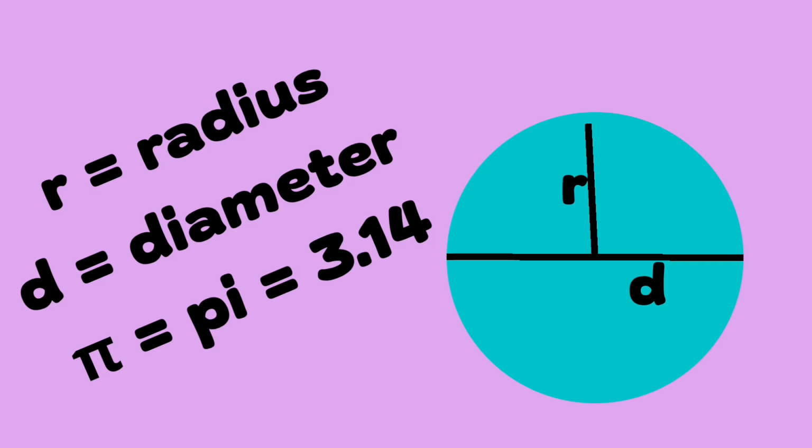Just for your reference, r again stands for radius, which is halfway across the circle. D is diameter, which is the full length of the circle. And then pi, we use 3.14.